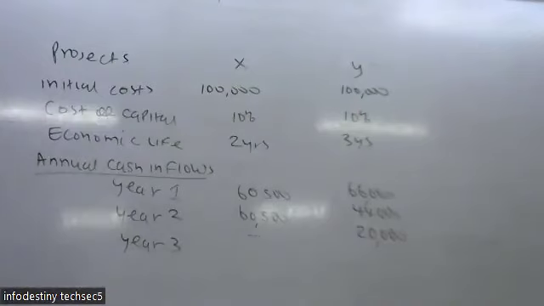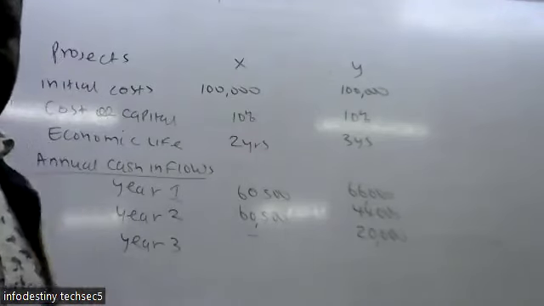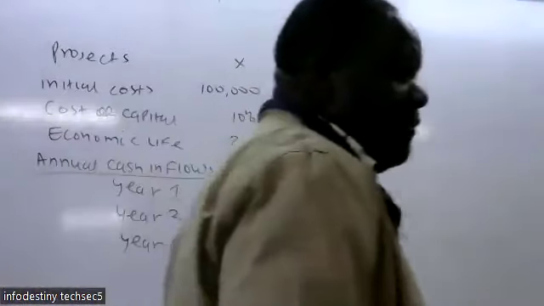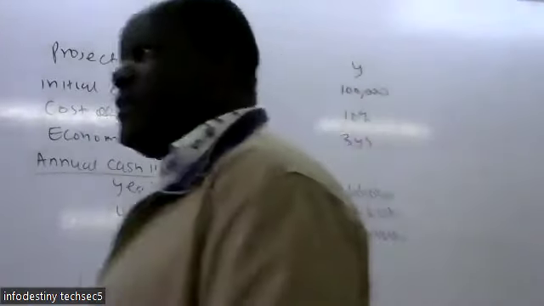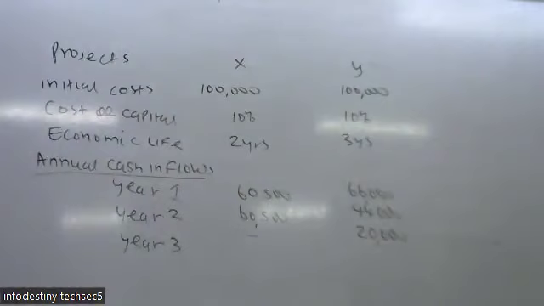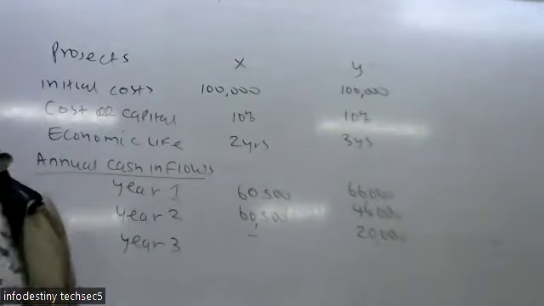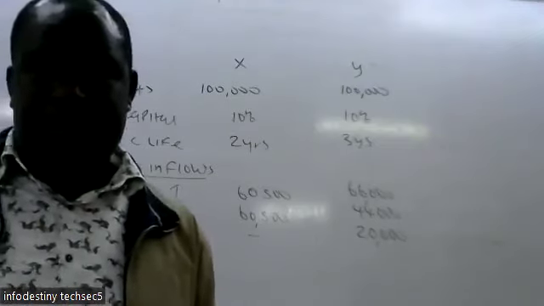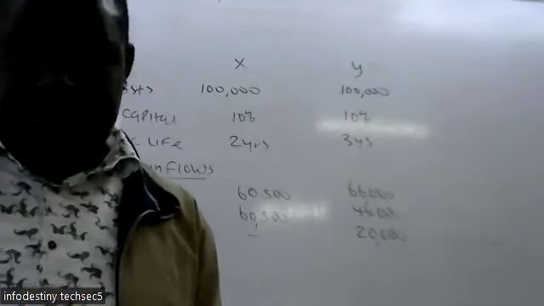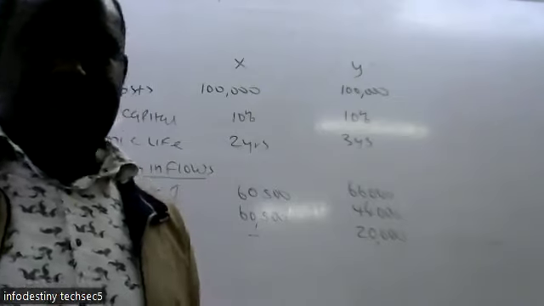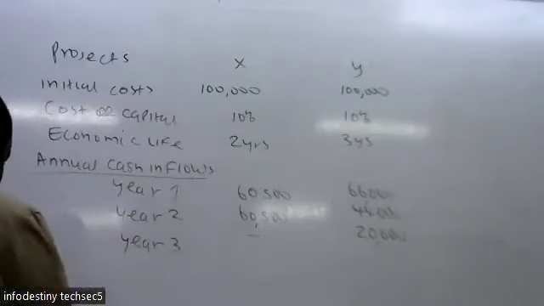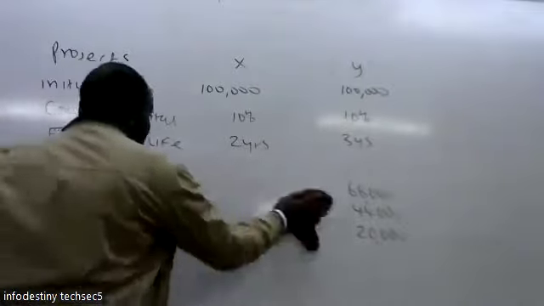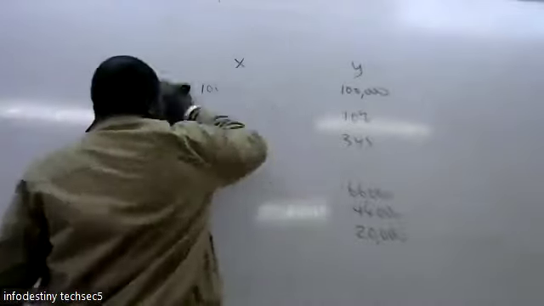So now required. Required is to evaluate the two projects using the replacement chain method and advise the investor. So we start off with project X. What we do is simply compute the NPV with replacement.